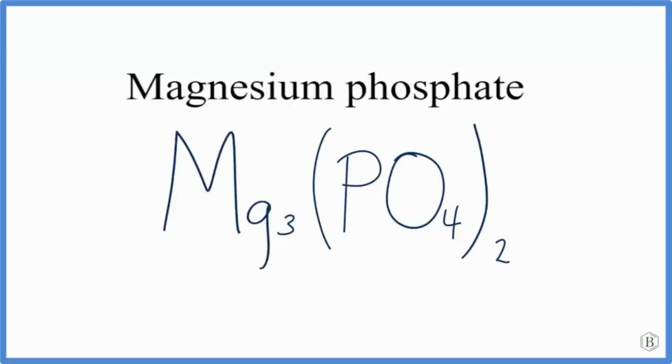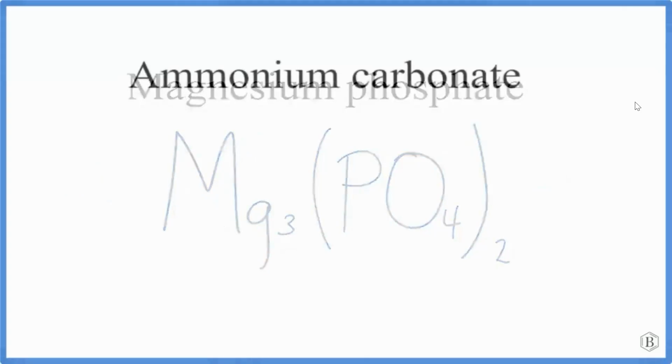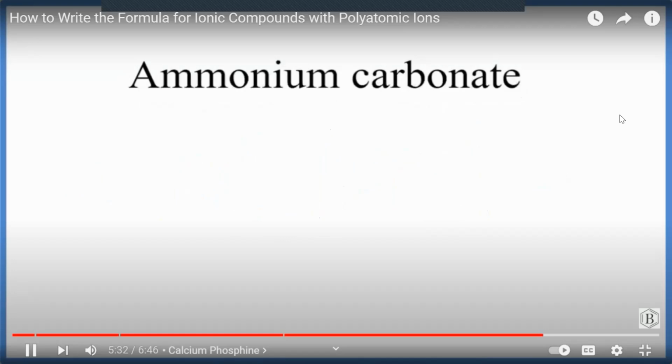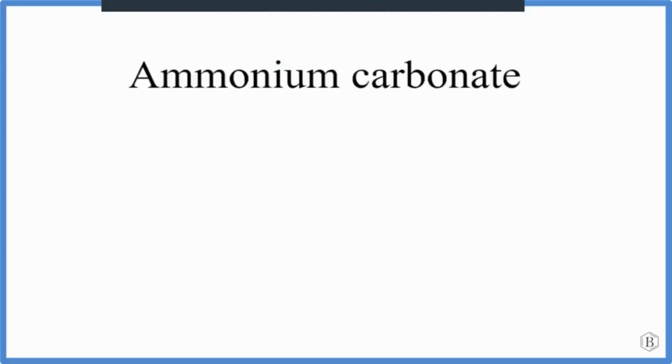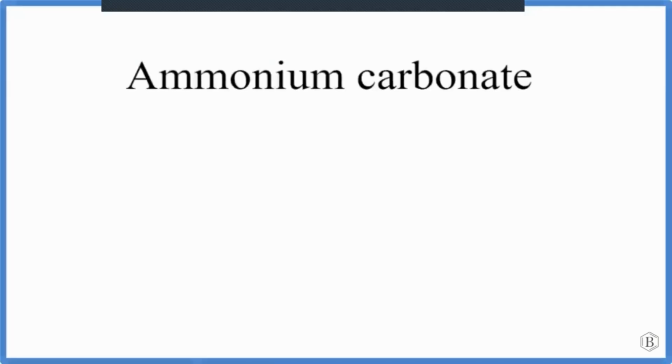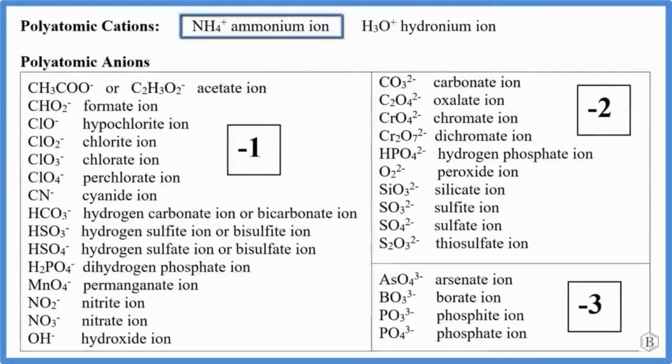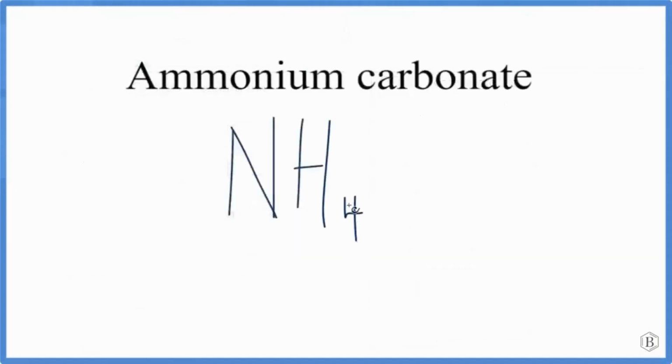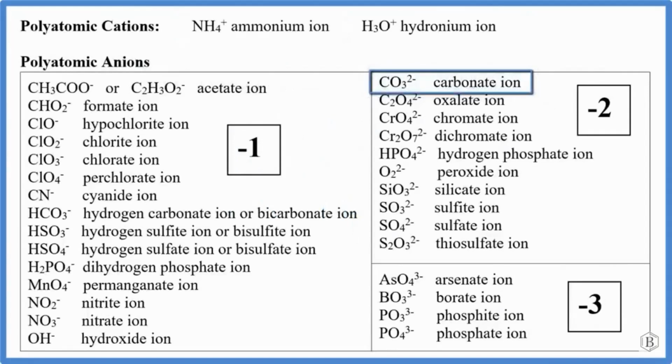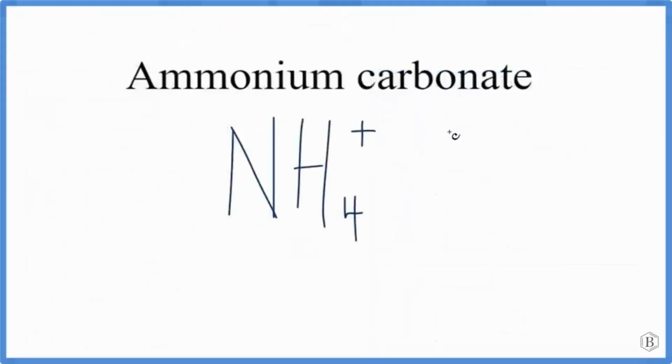Let's try one more. This one's a little bit strange, so don't let it trick you. Pause and write the formula for ammonium carbonate. And I'll give you a hint. Ammonium is not on the periodic table. For ammonium carbonate, we have 2 polyatomic ions. So we look up ammonium on the common ion table, and that's NH4, and it has a positive charge. Carbonate, we know, is on the polyatomic table too because it ends in ATE, and it's CO3 2-.